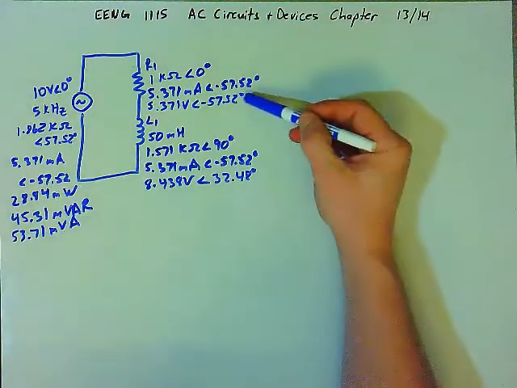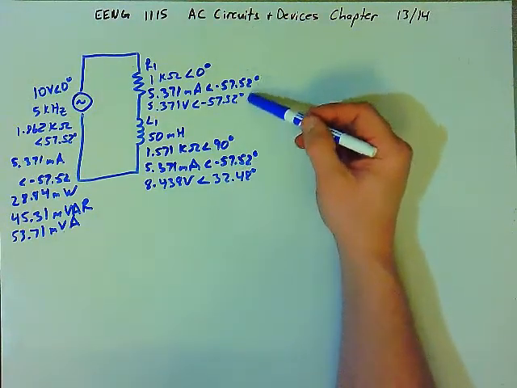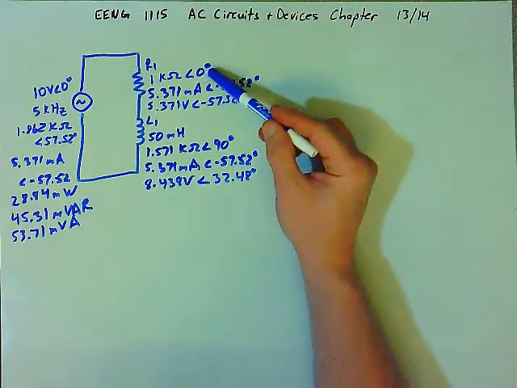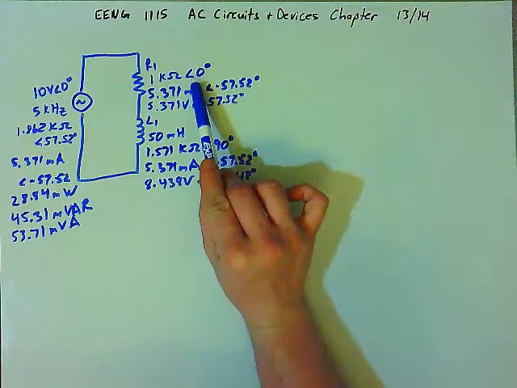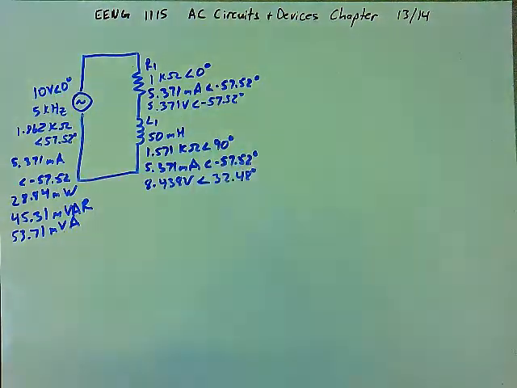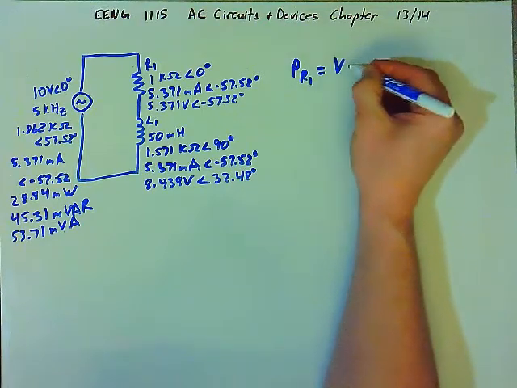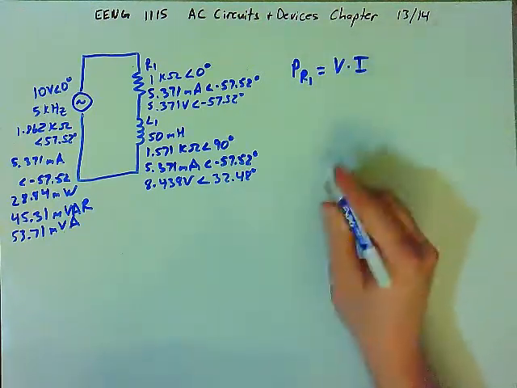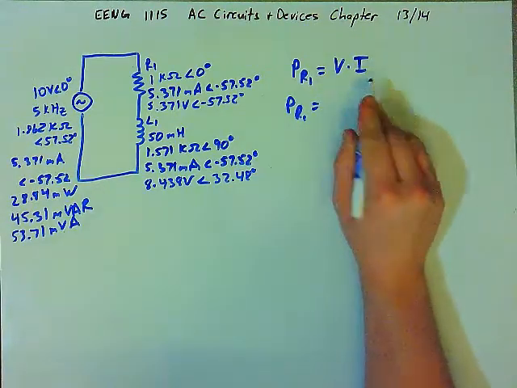Notice that the voltage and the current on the resistor are in phase, and that's not by coincidence. The phase angle of the resistance is in phase with the voltage. The resistance has no phase angle. It's always whatever the angle of the voltage is at any point in time. And so they're in phase. And so here the power dissipated by R1 is simply the voltage times the current. The power for R1, and again that's because they're in phase.